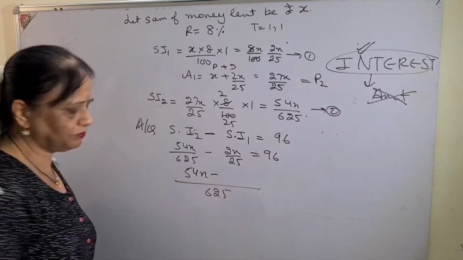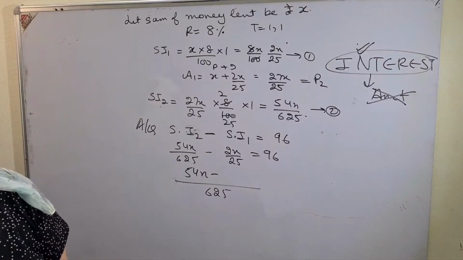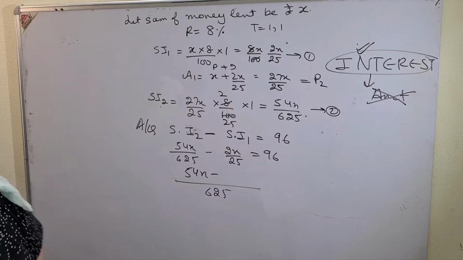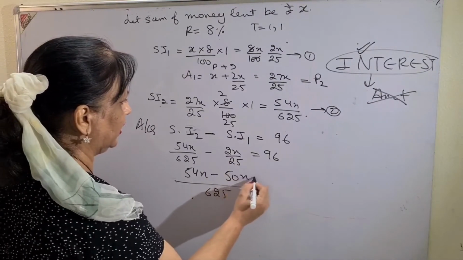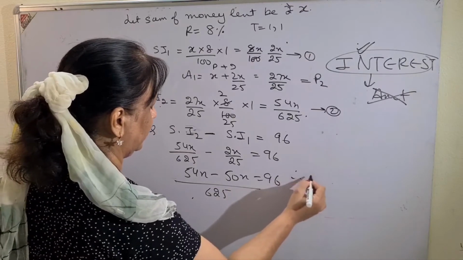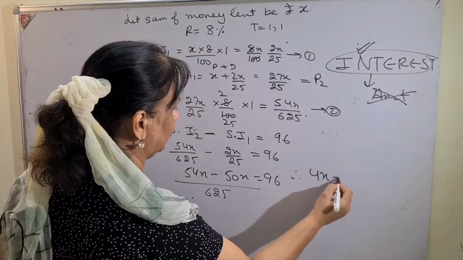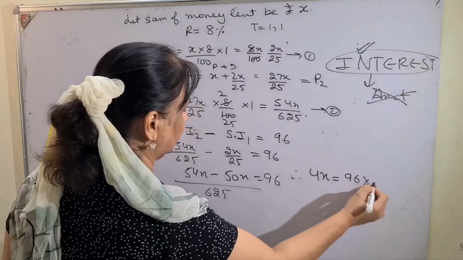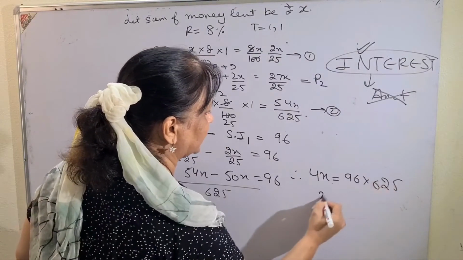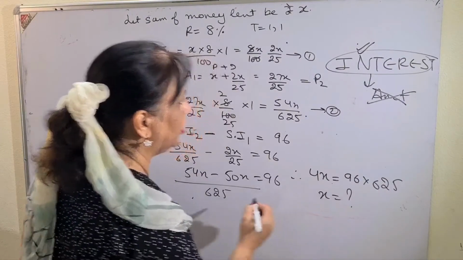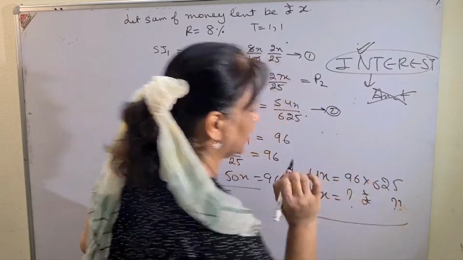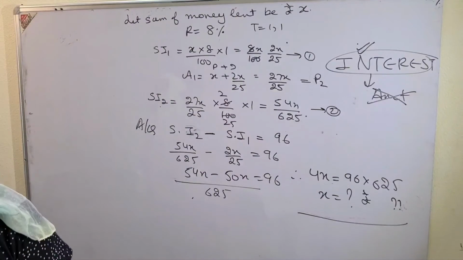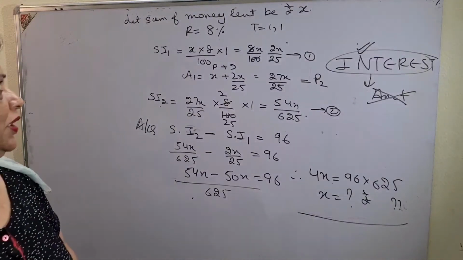54x minus, after calculating it, it must be 50x, because 25 is 25 to the 50x is equal to 96, or you can calculate the value of x, 4x is equal to 96 into 625, and x is your required principal. Don't forget to write the units. Whatever answer you get, please do it. 96 into 625 will be your answer. So this is how you do it.